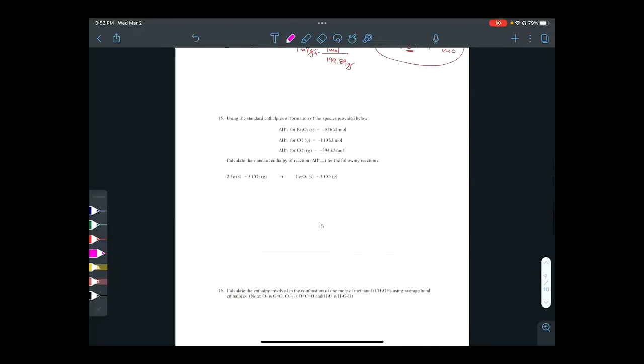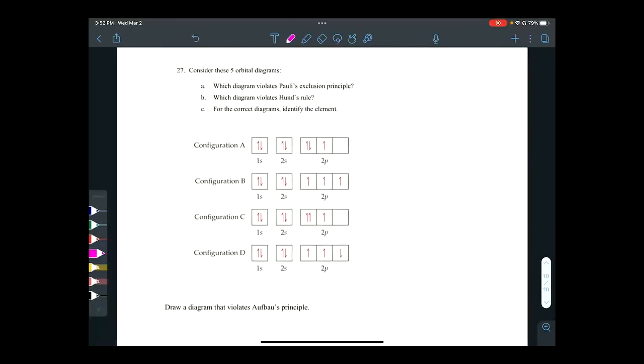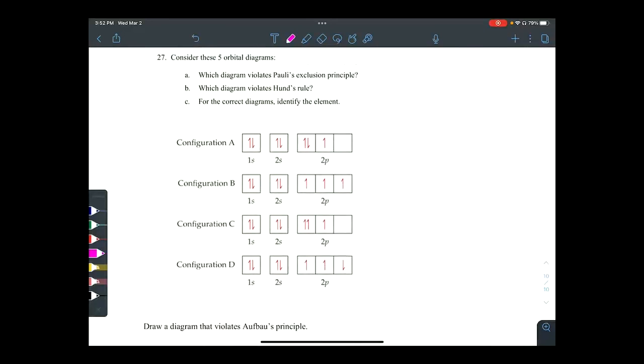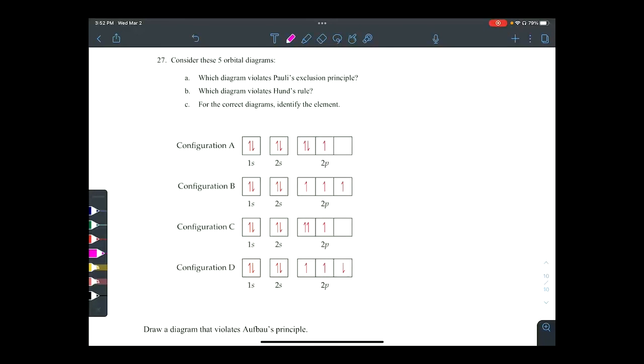Something from chapter 6. Okay, let's do this one, the last one, 27.